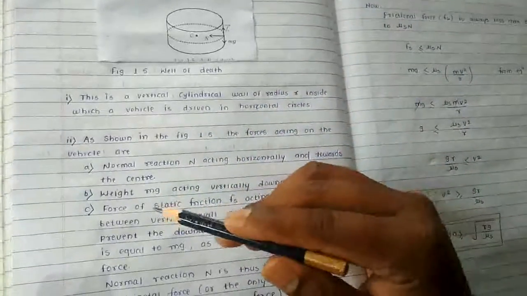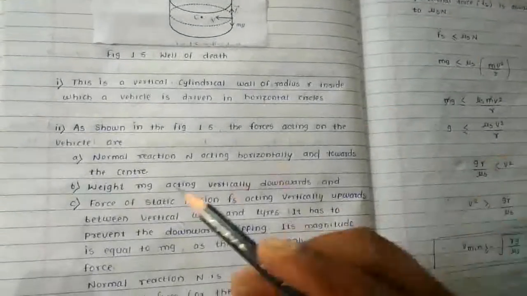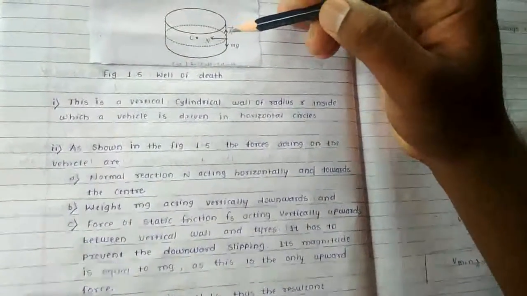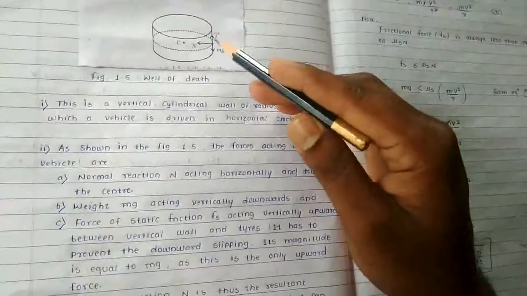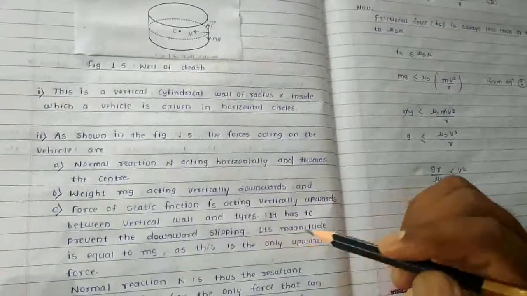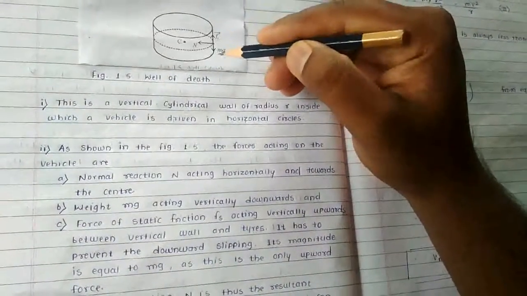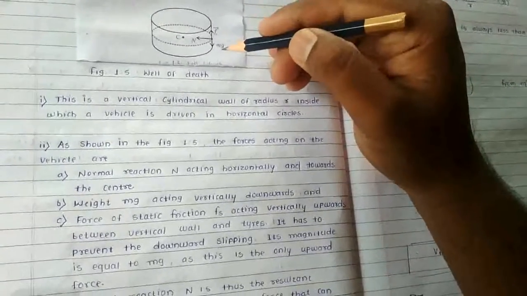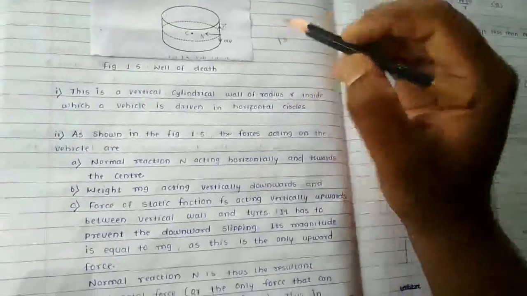Third, the force of static friction Fs acting vertically upwards, between the vertical wall and tires. It has to prevent the downward slipping. Its magnitude is equal to mg. So here the force of static friction and mg are opposite forces, but their magnitudes are the same. So here Fs is equal to mg, or mg is equal to Fs.